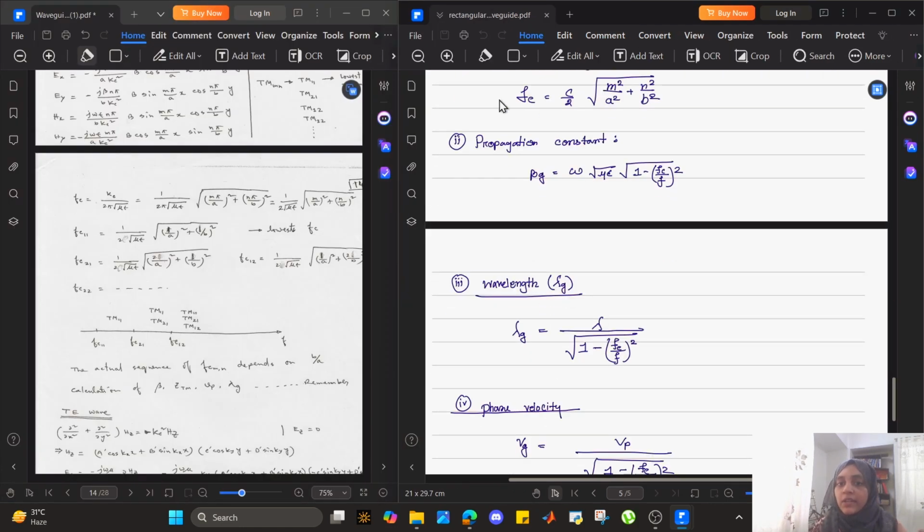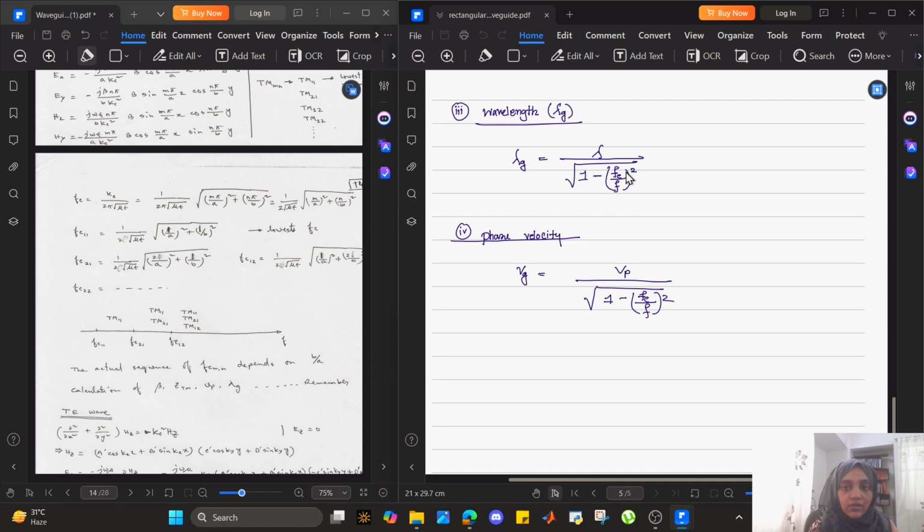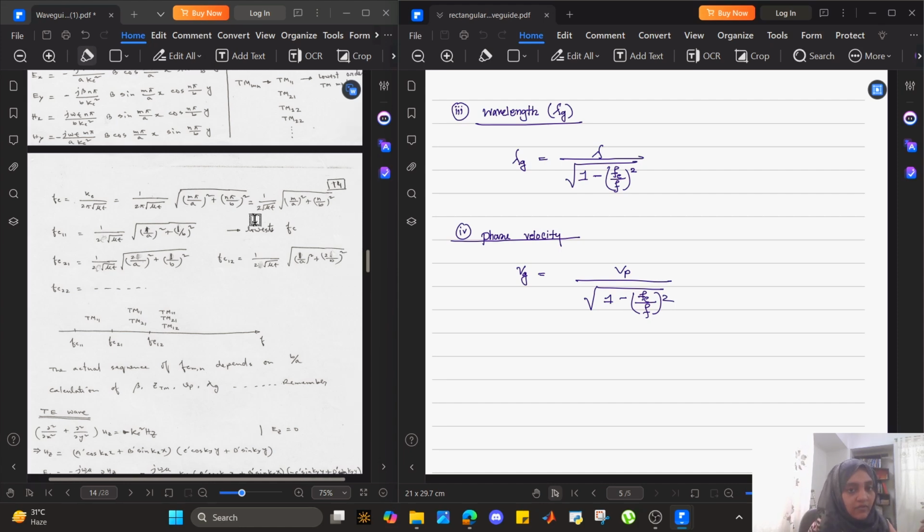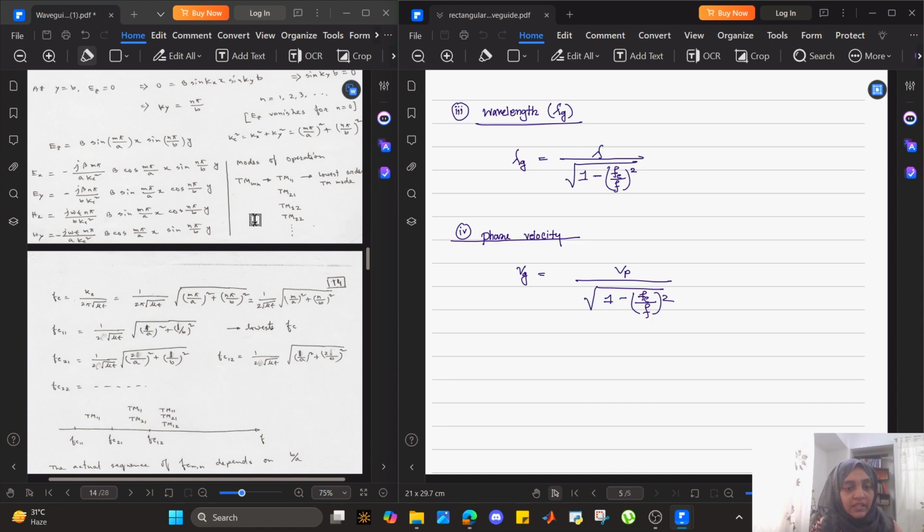Other parameters are the propagation constant, denoted by Bg. That also depends on the cutoff frequency and the operating frequency, as well as the permittivity and permeability, and the wavelength lambda g. This also depends on the cutoff frequency, and there is also a phase velocity that depends on the cutoff frequency. The cutoff frequency depends on the m and n values, that is the integers of kx and ky.